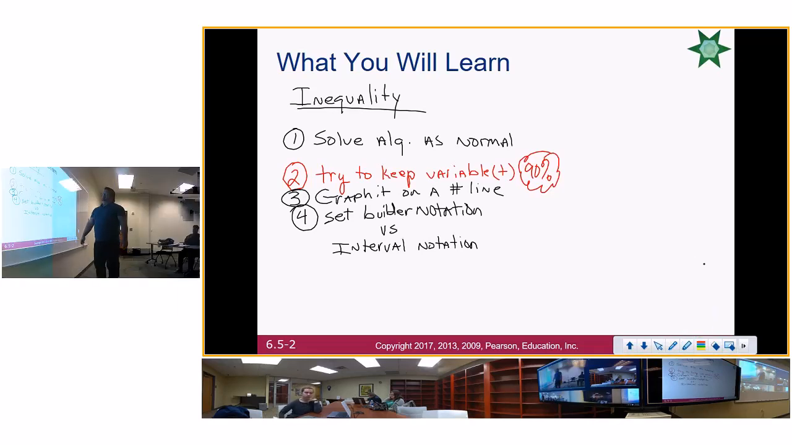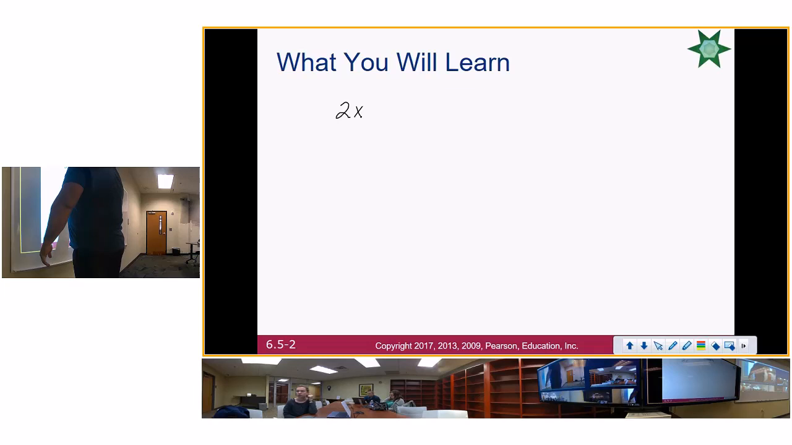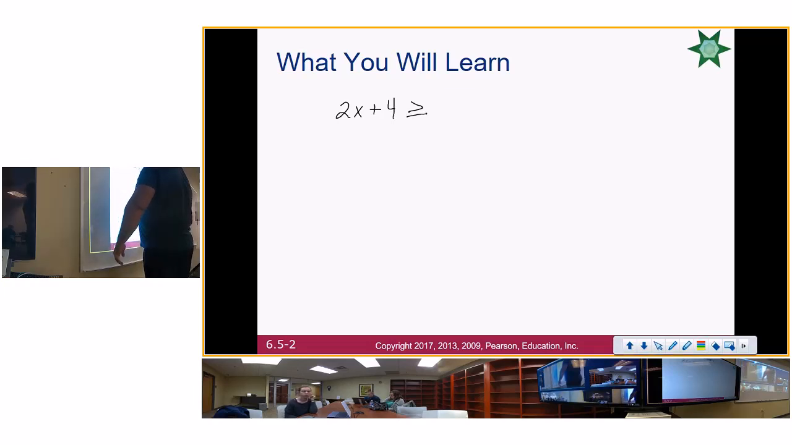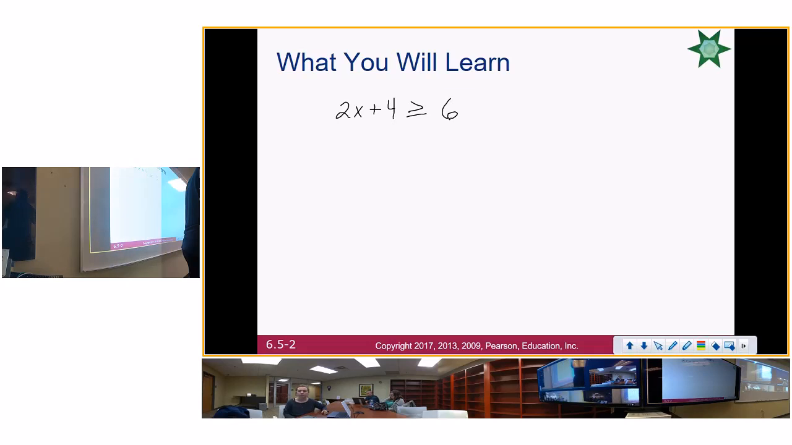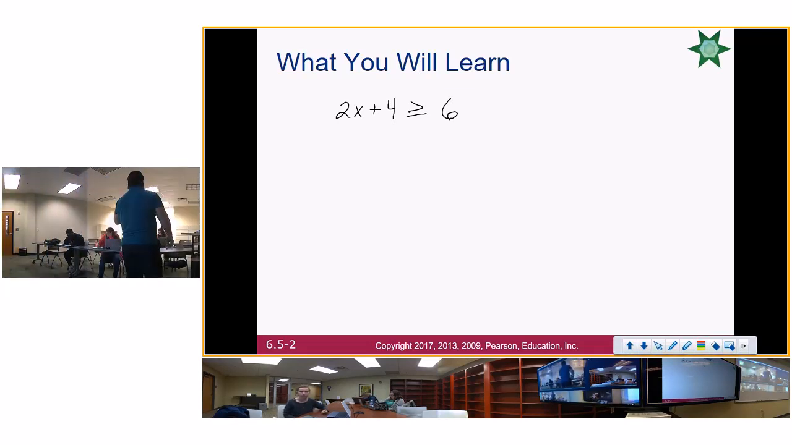All right, so everybody got this? All right. So here's a problem. 2x plus 4 is greater than or equal to 6. Now that's like one we just did a while ago, except it was an equal sign. This one is not an equal sign. This one is an inequality.